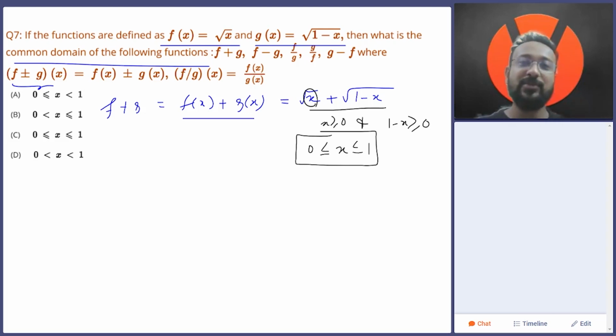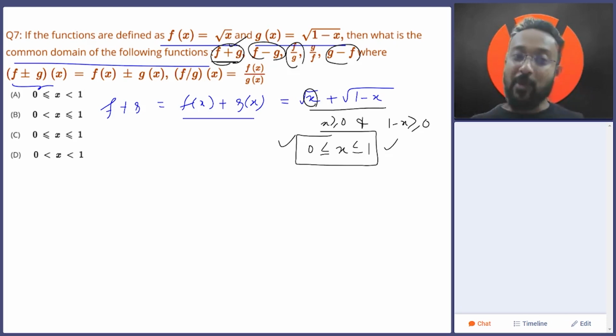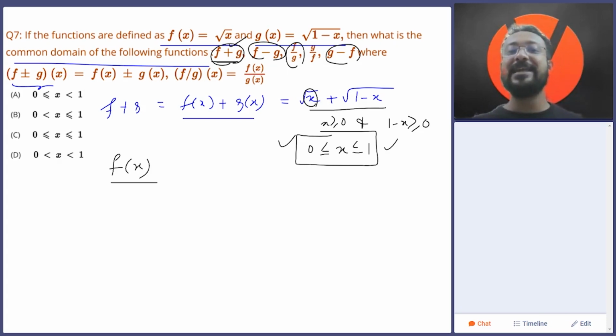Why, sir? Because you just focused on only one function that they said. Sir, they are talking about what is the common domain for f plus g, f minus g. F minus g is also same. So same domain will come for f minus g. But what about other functions? They said g minus f also, but g minus f will also have the same domain, sir. Yes. But what about fx by gx? That is f by g.